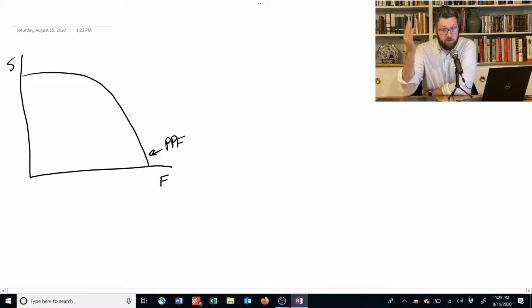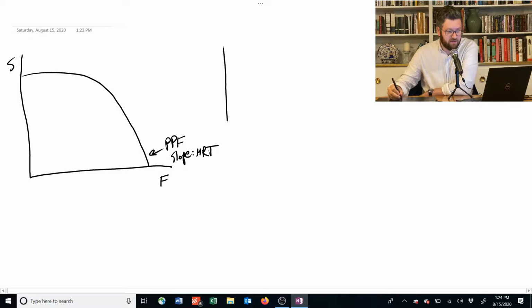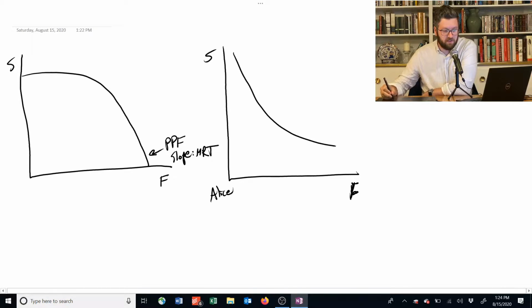If we wanted to have more food, we'd have to give up a little bit of shelter, and if we wanted more shelter, we'd have to give up a little bit of food. So the slope of this thing is important. It's called the marginal rate of transformation. We're going to add to this people's preferences over food and shelter. Okay, so here's, say, Alice. This is her preferences, and we might say they look something like this. Okay, these are her indifference curves.